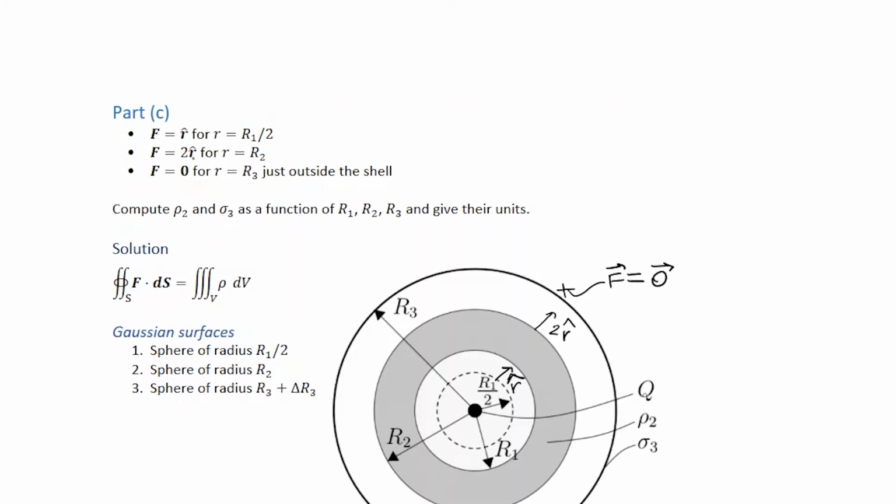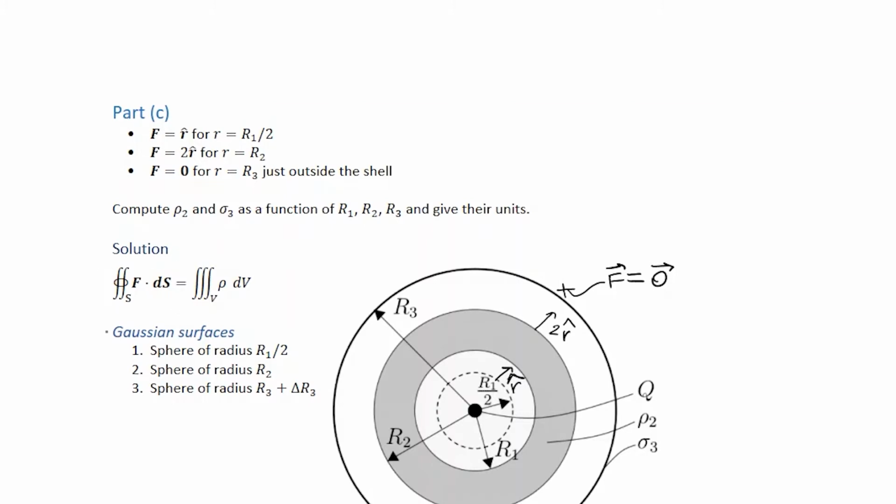And you're asked to compute rho 2 and sigma 3 as a function of different radii in the problem, and to give the units of rho 2 and sigma 3. Rho 2 is the charge density of the thicker shell, and sigma 3 is the surface charge density of the thin shell. To solve this problem, we will be using the divergence theorem.